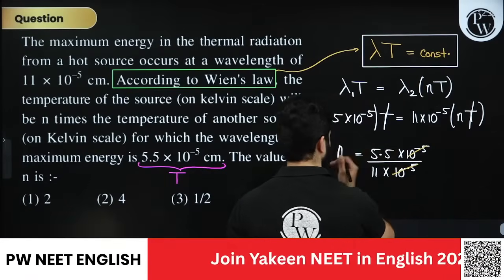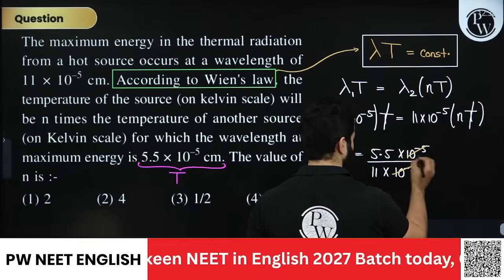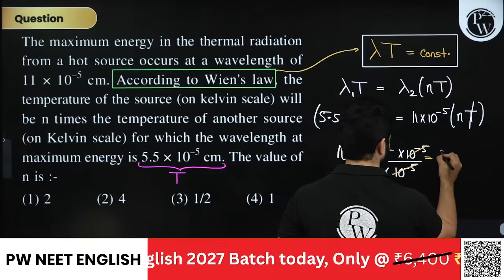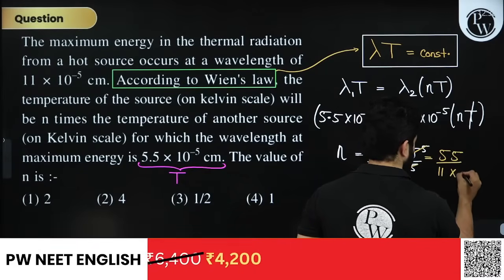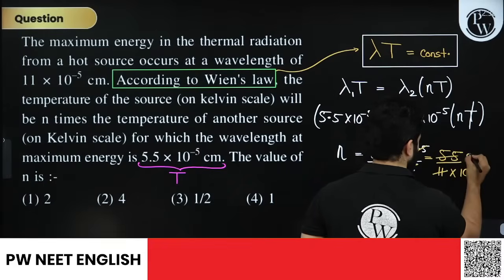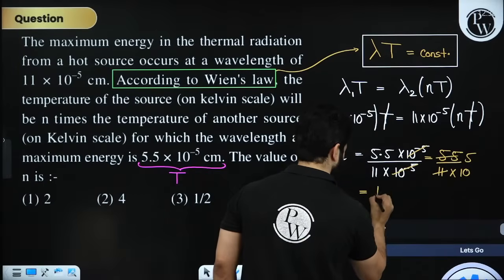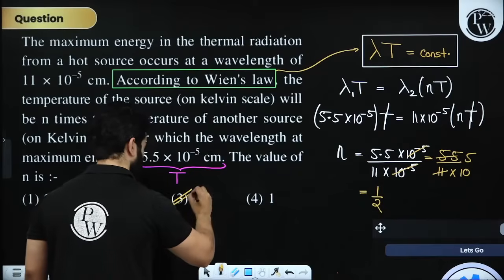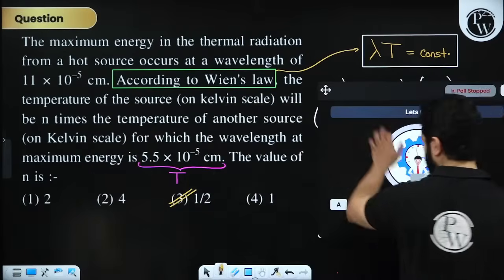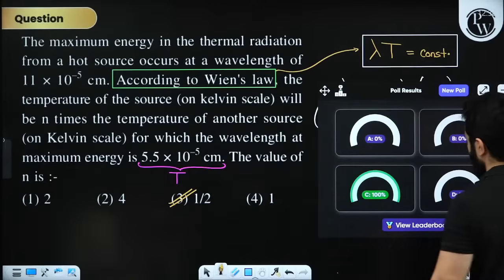Okay, we have got also a point over here. So this is going to become 55.5 divided by 11 and 10 over here. So this will become 5 and the answer should be 1 by 2. Absolutely, my dear friends, there is also a point. So 1 by 2 is going to be the correct answer. That is option C.